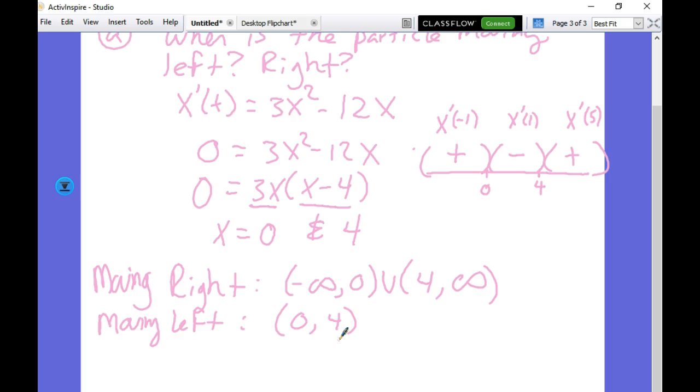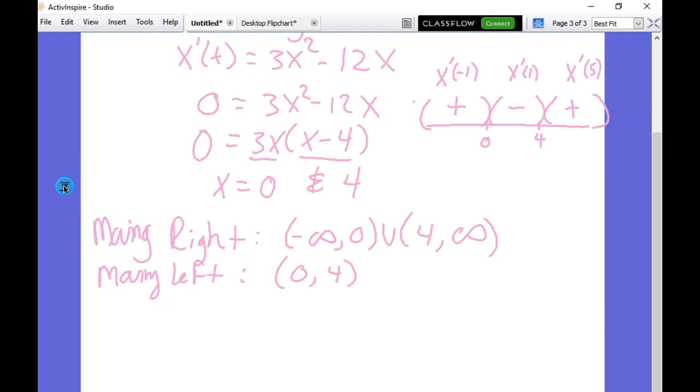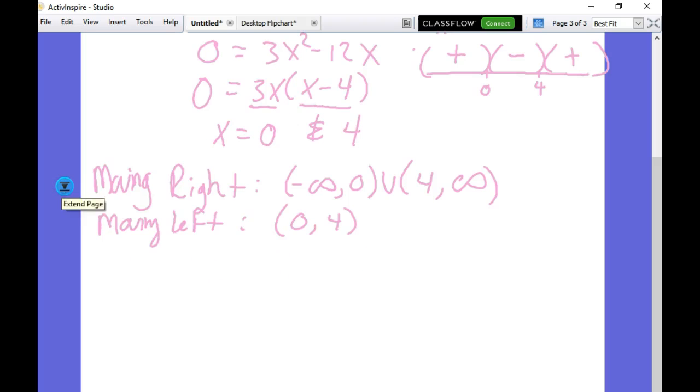Now, make sure you leave a little space underneath of this, because I'm going to draw another number line under there in a minute, and we need them to be next to each other to compare them. So there's that. My next question is, when is it speeding up and slowing down?